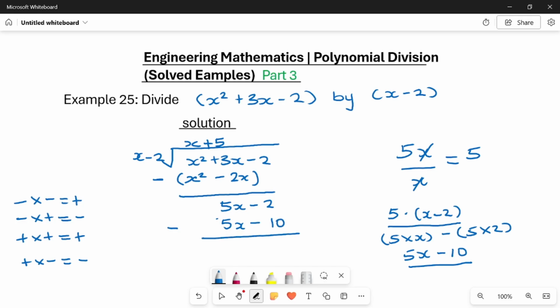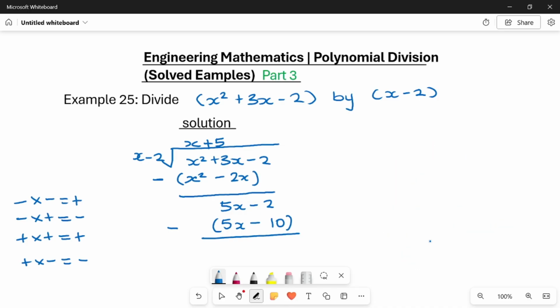Next up, subtract again. You can still put them in a bracket because this negative sign is affecting both terms here. So let's do that. We'll have 5x minus 2 minus everything in the bracket, 5x minus 10. So the first step is to open the bracket. So you have 5x minus 2, minus times plus, there's a plus here, will give us minus.